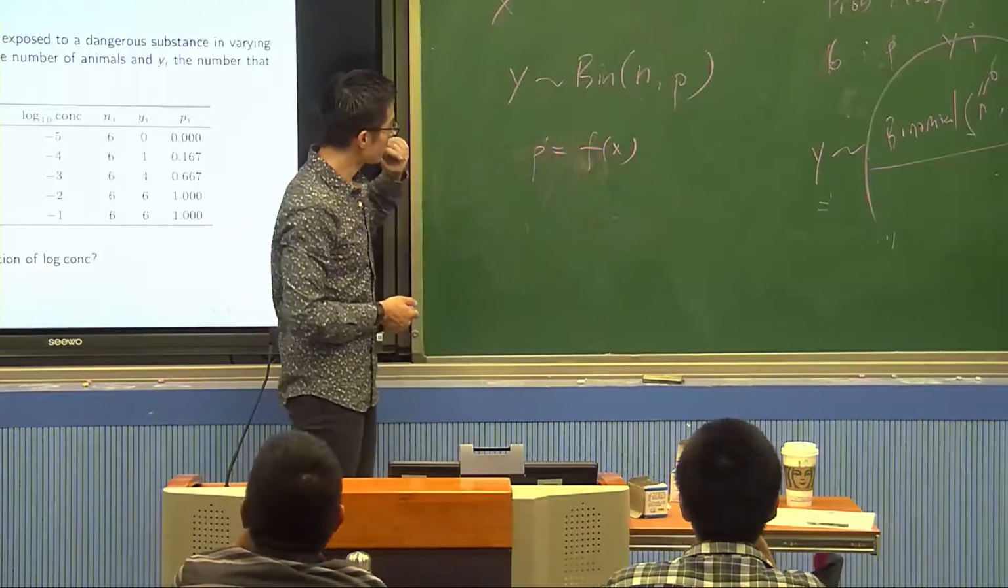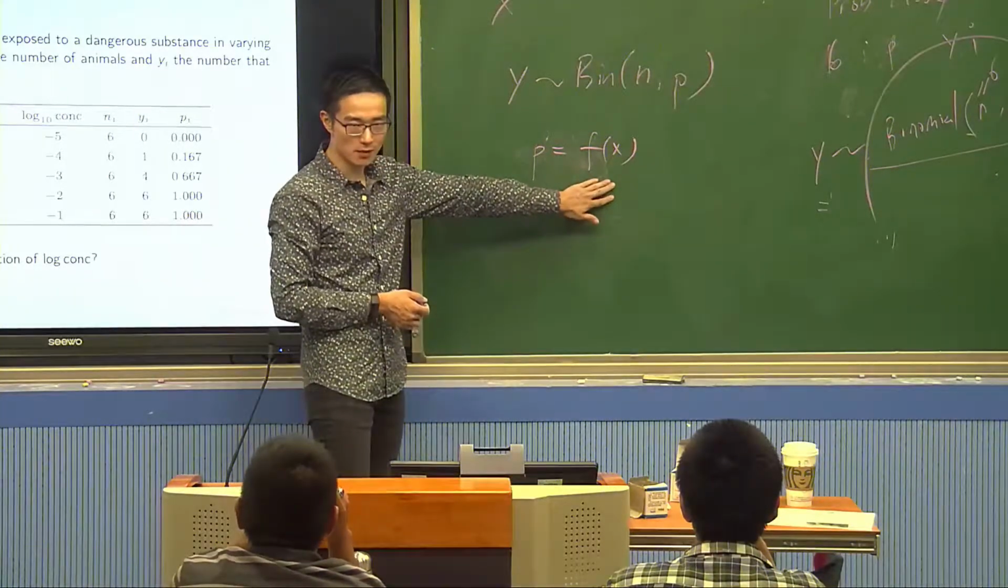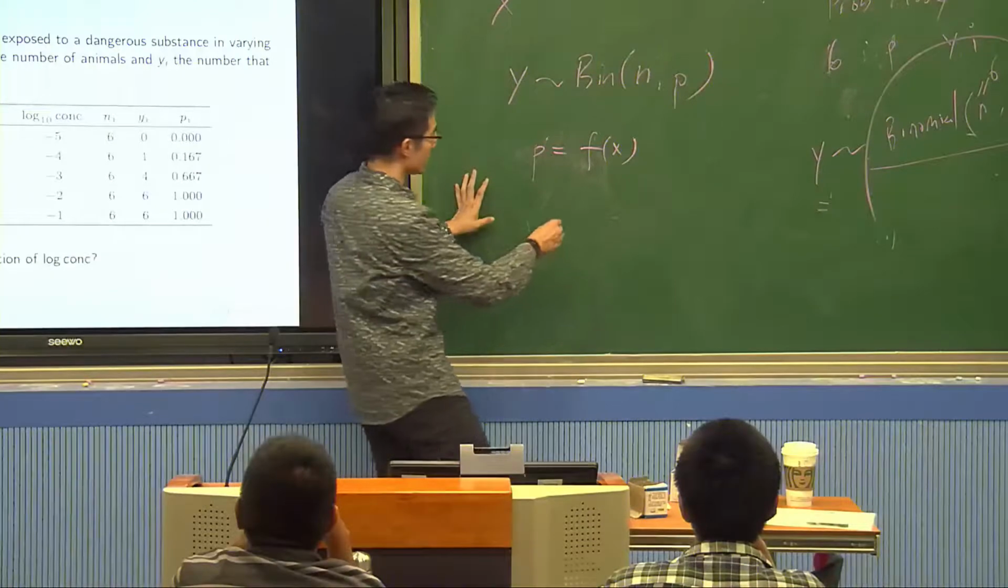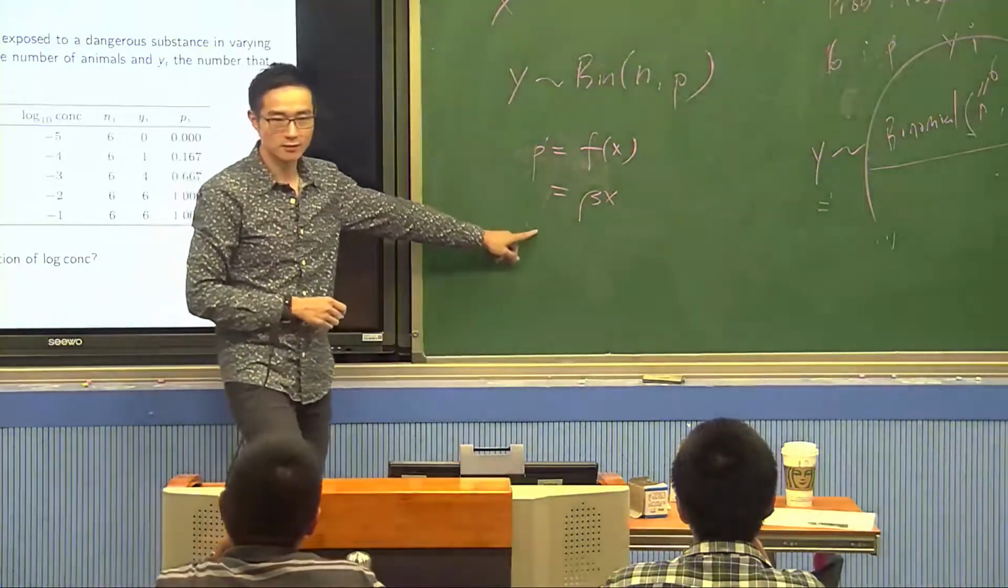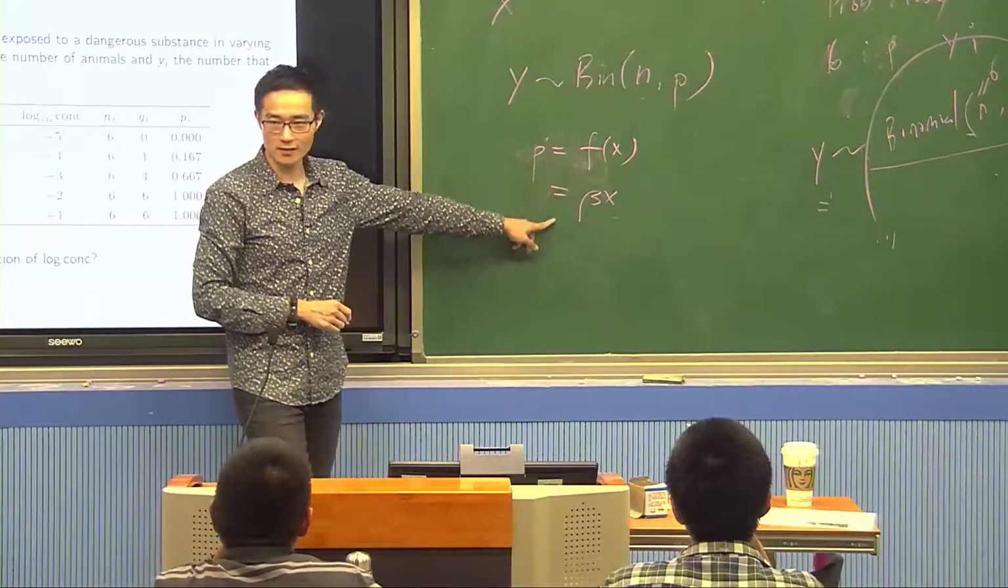And in the end, we'll have this one. So how do I specify this function? Can I specify this function as beta X? Can I do this? The probability of dying is beta X.